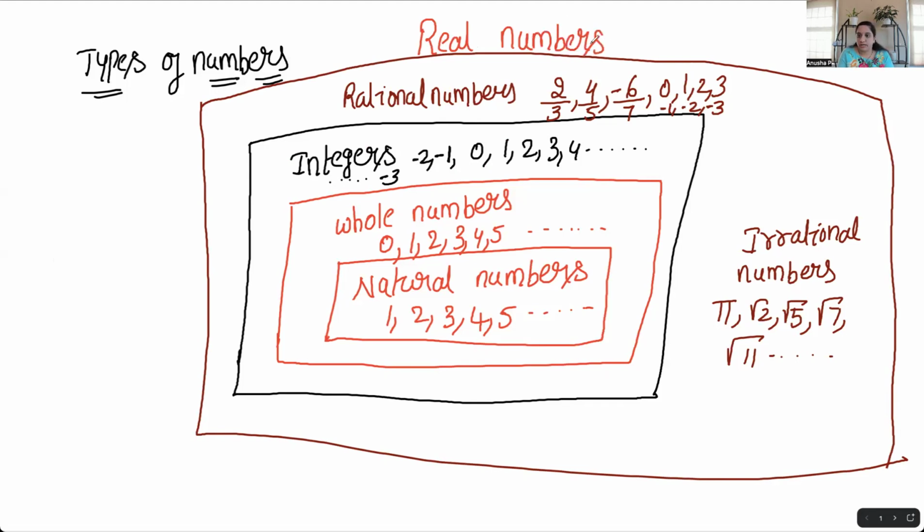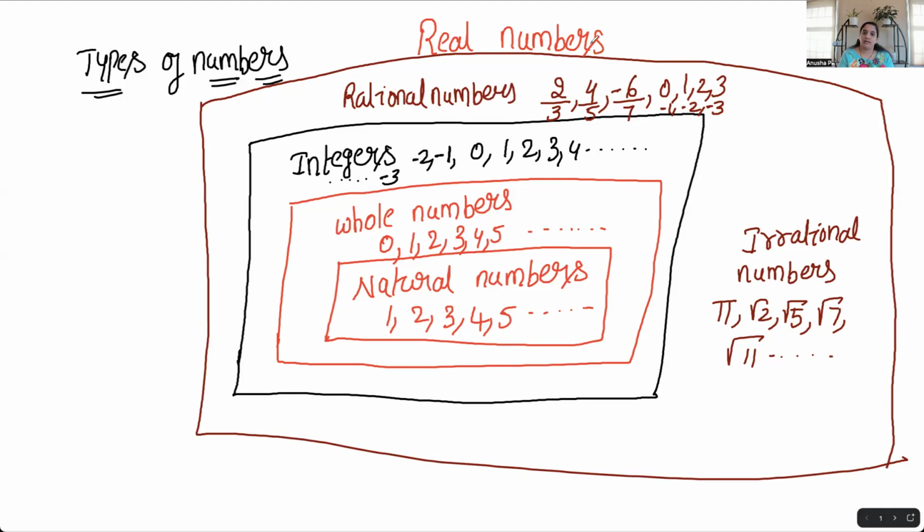So the natural numbers are 1, 2, 3, 4, 5, and so on. The next type of numbers are whole numbers. We are including 0 in this. So 0, 1, 2, 3, 4, 5, and so on. Integers are both positive numbers and negative numbers. So 0, 1, 2, 3, 4, and so on. Along with that, -1, -2, -3, and so on.